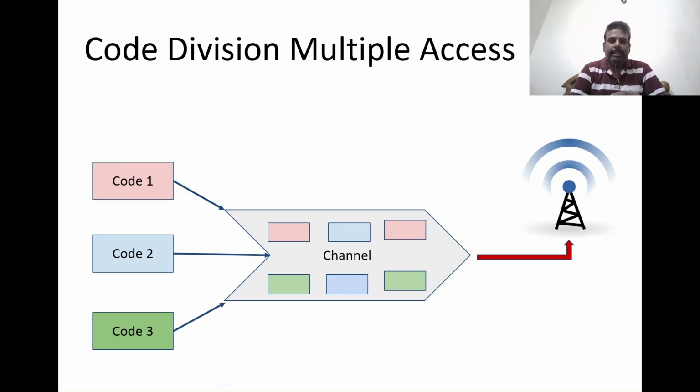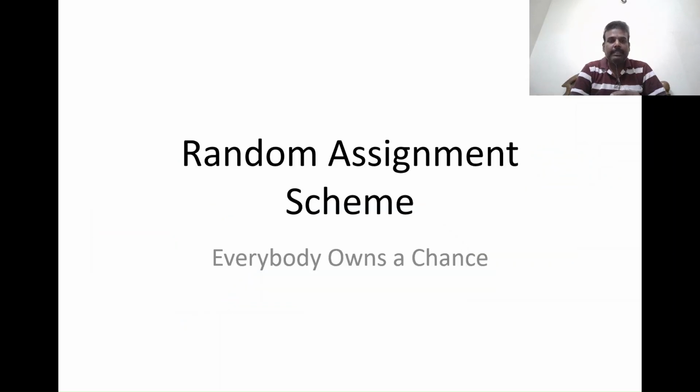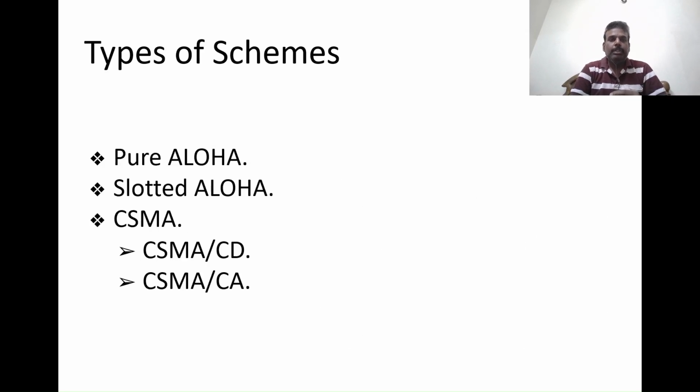And we'll have SDMA also, space division multiplexing. Second, a random assignment scheme. In the random assignment scheme, each channel is owned by a particular user, so a user has a random chance to own the channel. Whenever he is assigned to a particular channel, he has to transmit his data. Here we have three types of schemes: pure Aloha, slotted Aloha, and CSMA, that is CSMA/CD and CSMA/CA.